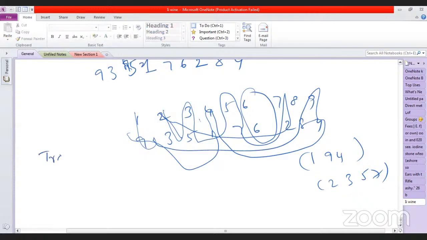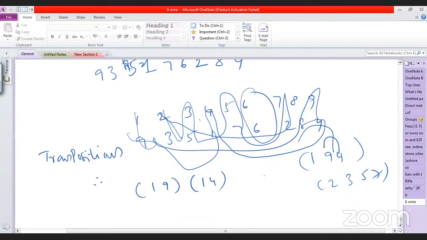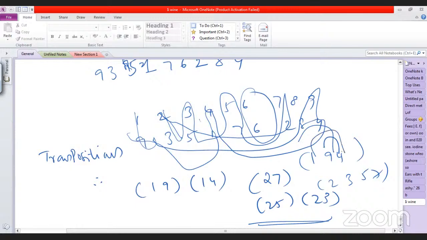Anyone tell me the transpositions? Sir, the voice is breaking. Now it is clear on my side. What are the transpositions? Tell me. We can write (1 4)(1 9), and (2 7)(2 5)(2 3). Is it a transposition or not? All of you listening? (1 9)(1 4)(2 7)(2 5)(2 3): we can call these transpositions.